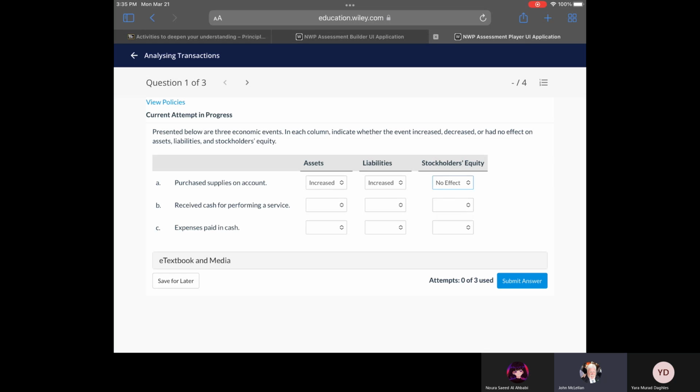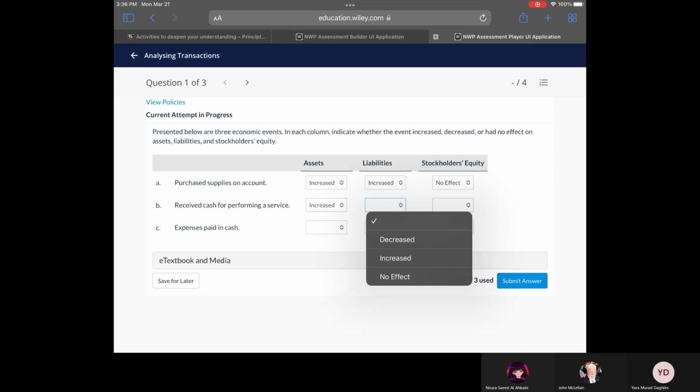What would decrease? What were the liabilities before I purchased it? Whatever they were, they're more now, right? Okay, good. Receive cash for performing a service. So I performed the service. If I didn't perform it, it would be a different account. So if I receive cash, right? Liabilities.